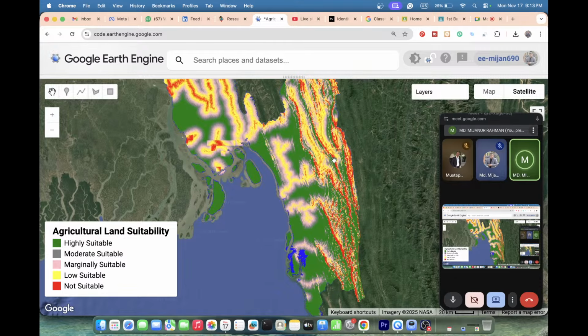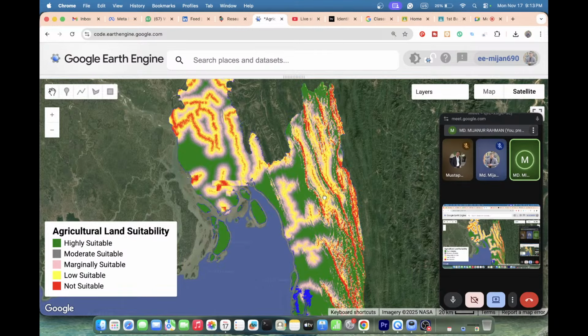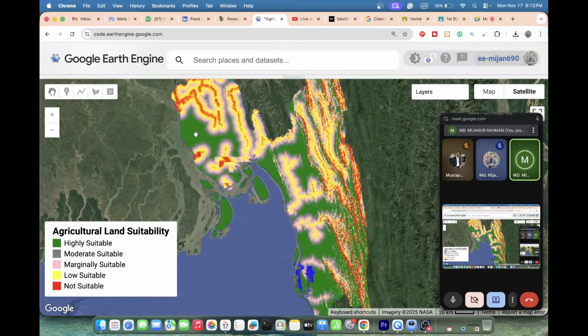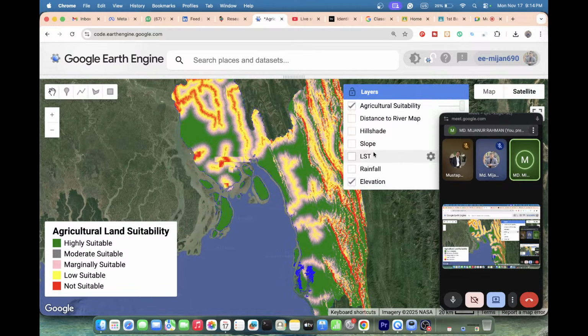If you check, we made some classification. This green color indicates the highly suitable place for agriculture or agricultural activities. This color indicates moderate, this color indicates marginal, this yellow color indicates low suitability, and this red color is not suitable for agriculture production. So it's one kind of work for agricultural land suitability analysis based on different types of factors: rainfall factor, LST factor, slope factor, hillshade factor, distance to river factor.